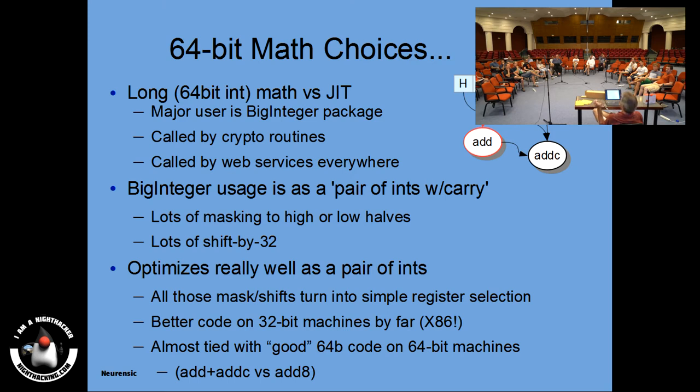Same thing for, I need to store the high half here and the low half there. I would store the low half as a store 32, and I'd shift if I needed to. If it was another register, I'd just store the other register somewhere else. So it was highly efficient code.